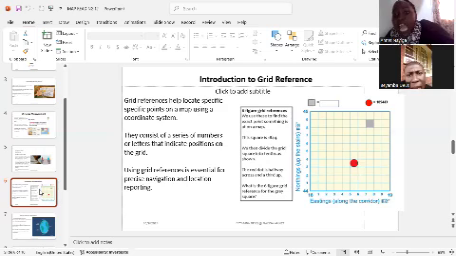Yes, good student. And then are you seeing the lines labeled 18 and 19? Yes. Are those eastings or northings? They are eastings. Why?